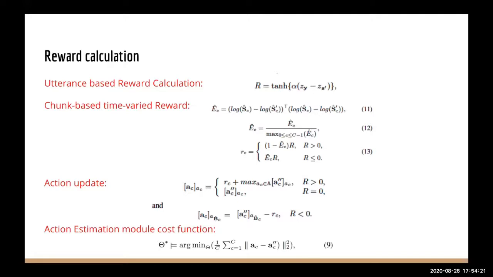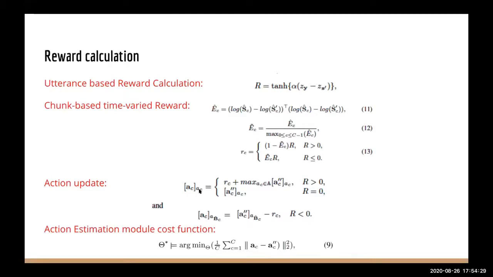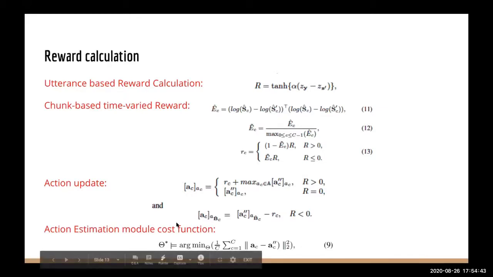You can see here. On the other hand, the cluster index AC, this one, is determined by the argmax function presented in the action estimation module. And the updated action will affect the cost function from the action estimation module. This is a MSE cost function for the DNN action estimation module. This will backpropagate to retrain the neural network.